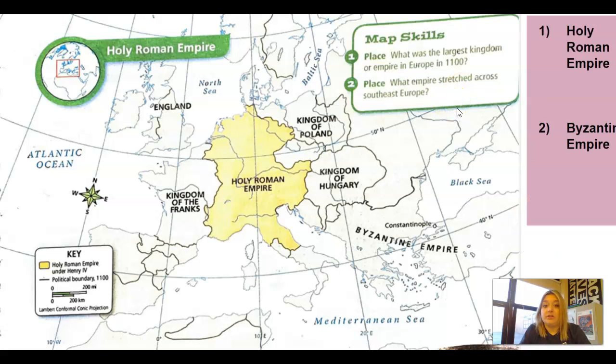All right, so the largest kingdom we see is the Holy Roman Empire, and that's specifically what we're going to be talking about today and for quite a bit in the future, probably for the next month or so. You can see some other kingdoms. So we have England, we have Kingdom of the Franks, which ends up becoming France and a little bit of Germany. We have the Kingdom of Hungary and the Kingdom of Poland.